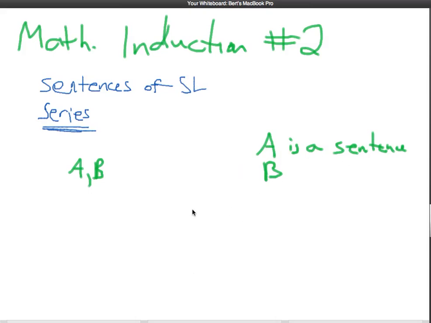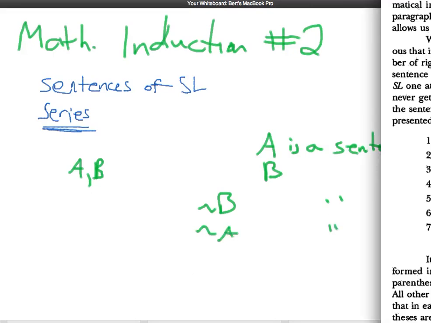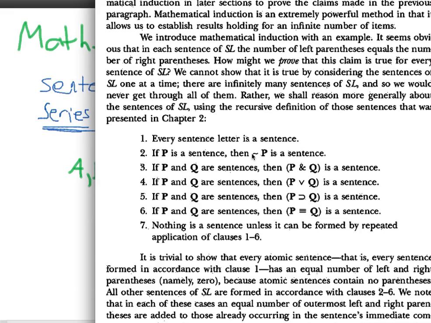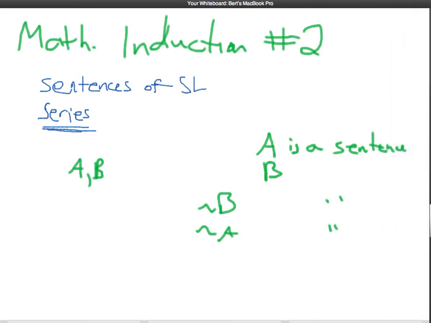And we also know that not B is a sentence. We also know that not A is a sentence. Again, by rule 2, adding a negation sign gives a sentence. And we can go through and construct all the sentences using the ones that we have before. So this is step 1 in our construction of our language. These are the first two sentences we get.